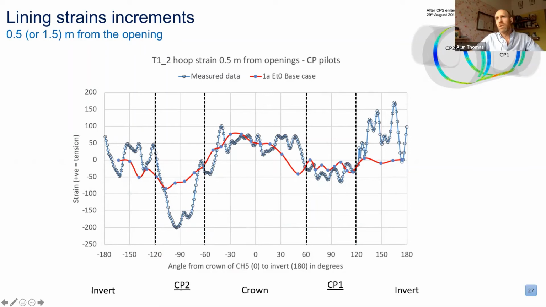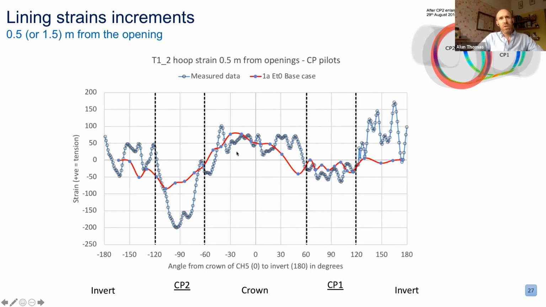So just to remind you, this is the arrangement of fibre optics up here. And I'm going to look at this loop, which is just beside the opening, so half a meter away from the edge of the opening. And this graph plots the actual measurements, this blue line, if you can see my cursor. And the 0 marks the crown, and then we've unwrapped this loop, and you can see cross passage 2 on the left in that region, and cross passage 1 on the right.